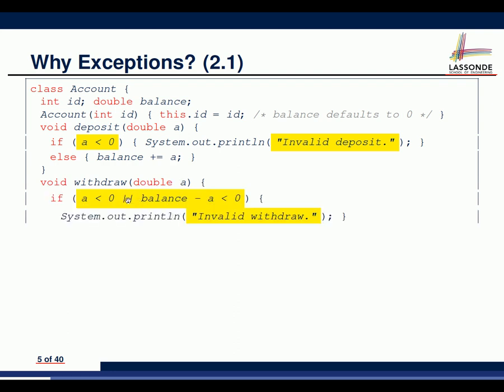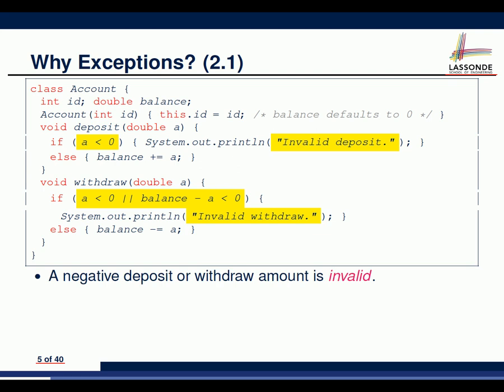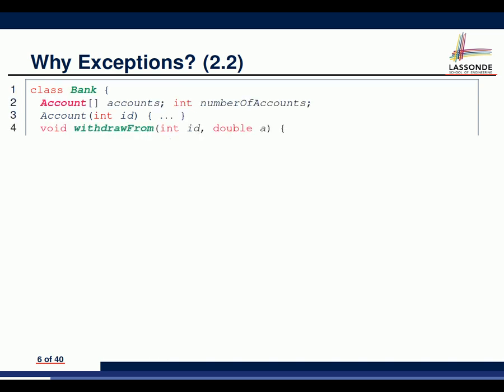By the way, what's vertical bar, vertical bar? Or, right? Good. I'm saying that I'm going to print out an error if either the amount is negative or the amount is too big, because subtracting the amount will give you a negative balance, right? That's about withdrawal, and that's about the account class. That's the first class.